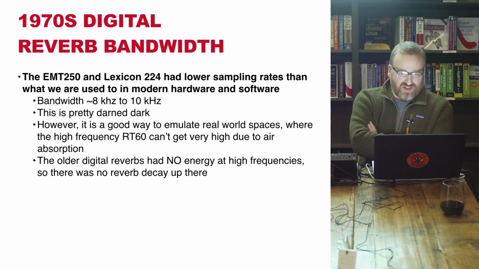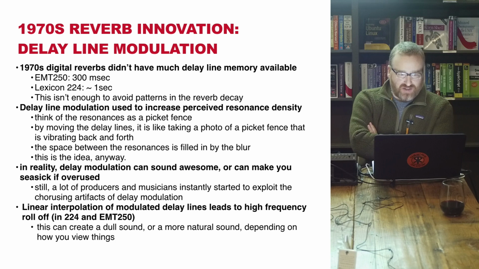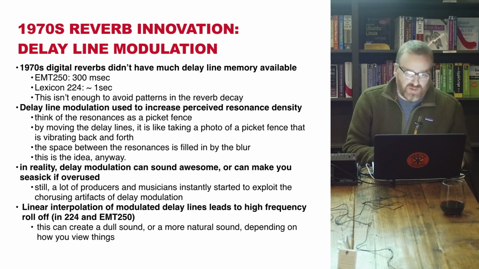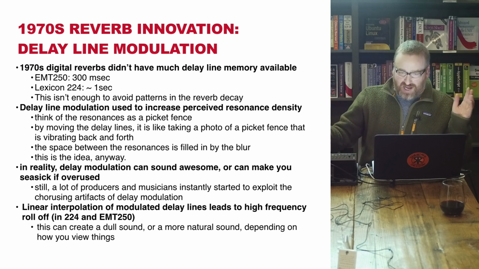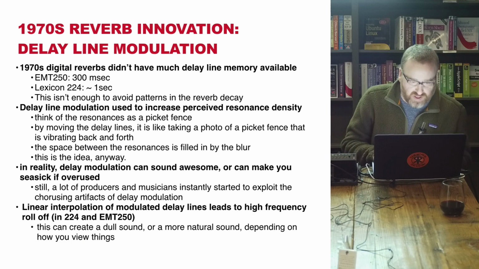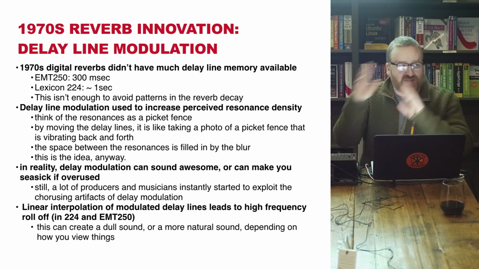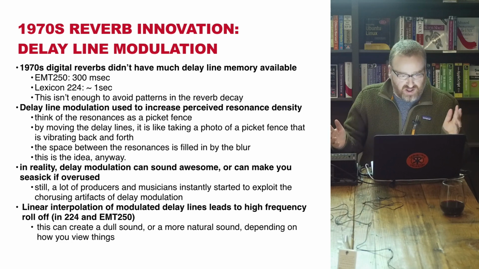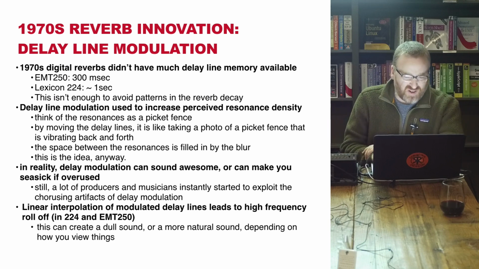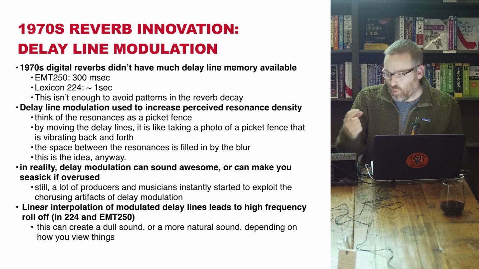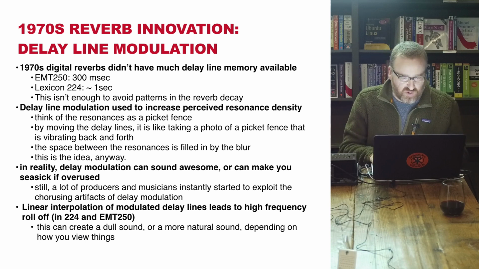This is one of the things that makes me happy, because I love this sound: they didn't have much delay memory line available. And delay memory line is the total amount of memory allocated to the delays in the reverb. The idea is that you have multiple delays running in parallel or in series, and that's how you get the complexity. The EMT 250 only had 300 milliseconds worth, and that was 1K chips, and there's like 80 of them. The Lexicon 224 was 1 second. I don't know what sort of chips it is, but you're going to hear patterns in that.